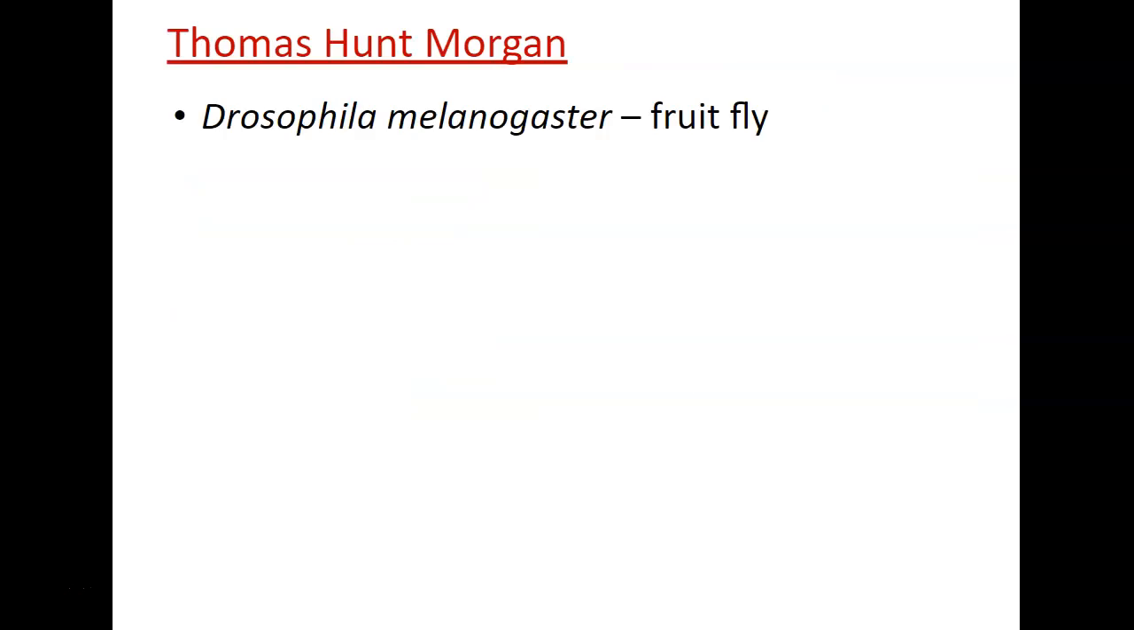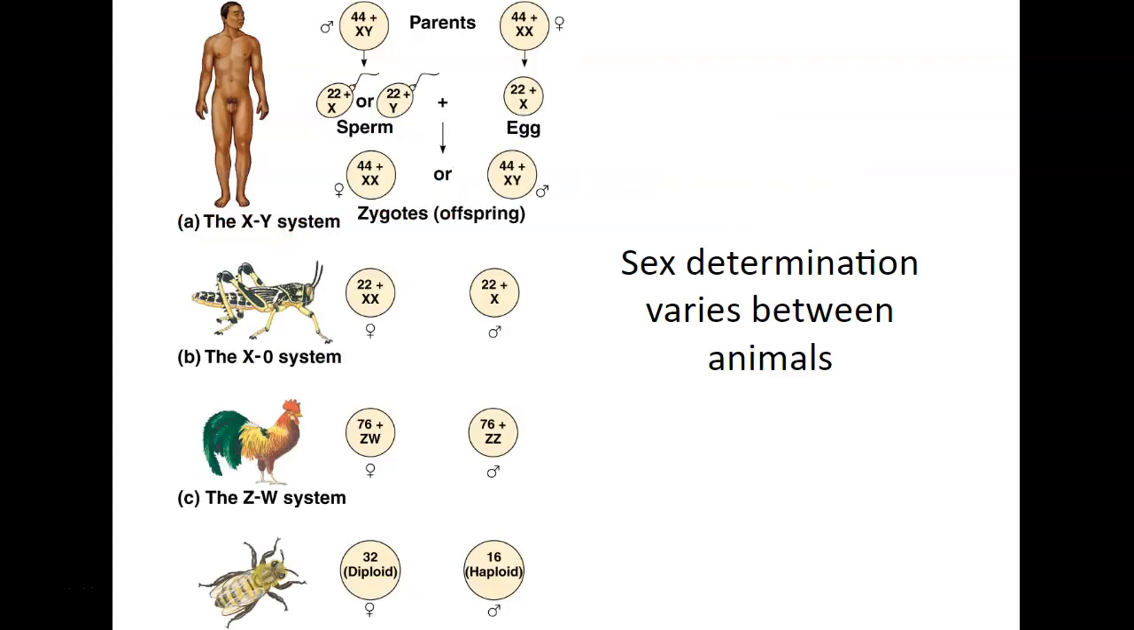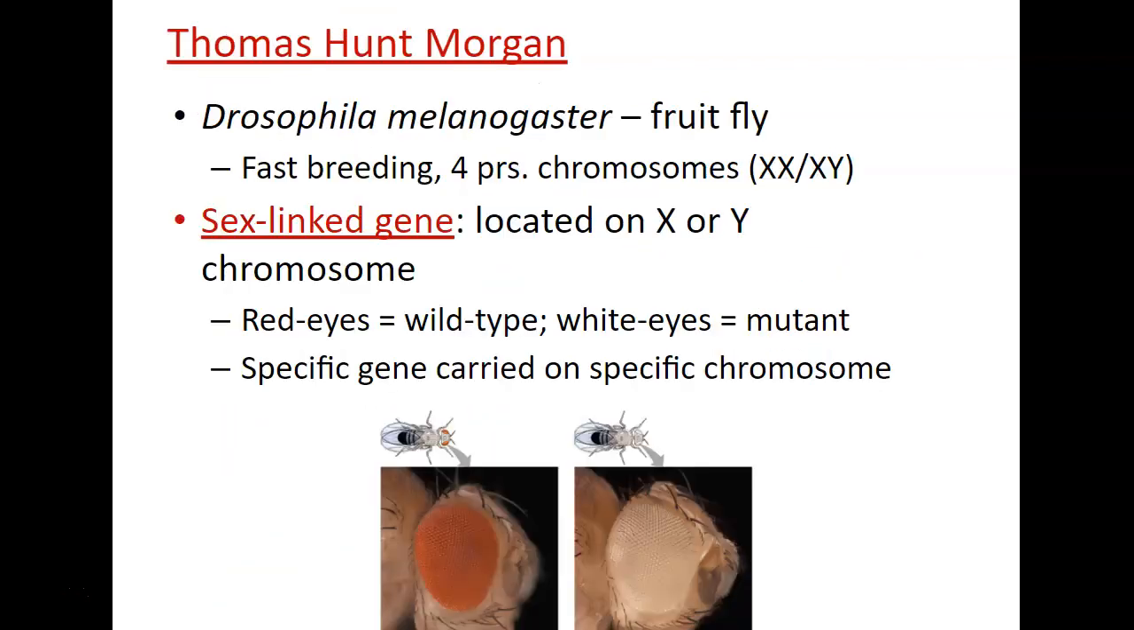So once upon a time, someone named Thomas Hunt Morgan really loved studying fruit flies. Fruit flies are one of the hallmark genetic organisms that get studied, kind of like Mendel and his pea plants, but fruit flies are, I guess, closer to humans, right? So we use them a lot.